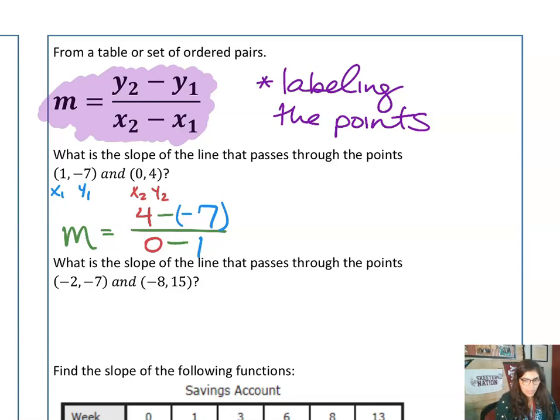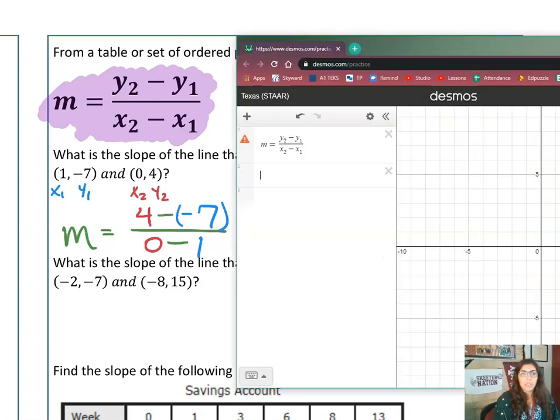You can do this in your head. You can do this with a calculator. I'm going to show you how to use Desmos. So in Desmos, I can go ahead and type the entire equation, how I have it written on my paper, m equal to big division sign. So I'm going to use the button that's connected to the question mark. It's like a slash. It makes a giant division sign.